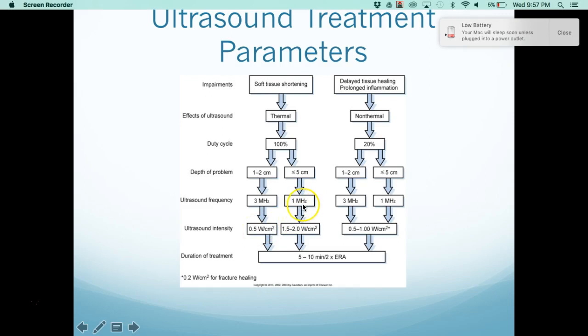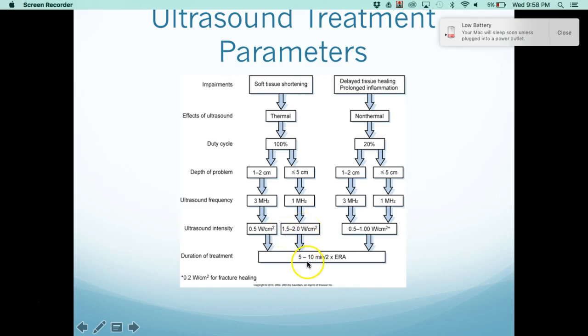And then the 1 megahertz, also remember with that picture that we had and how it shows it goes deeper, but the heat doesn't raise as high, and so you can put the intensity quite a bit higher in order to get that same effect. So I usually start about 1.2, so you're going to see this difference in different places, so anywhere from 1.2 to 2.0 watts per centimeter squared.